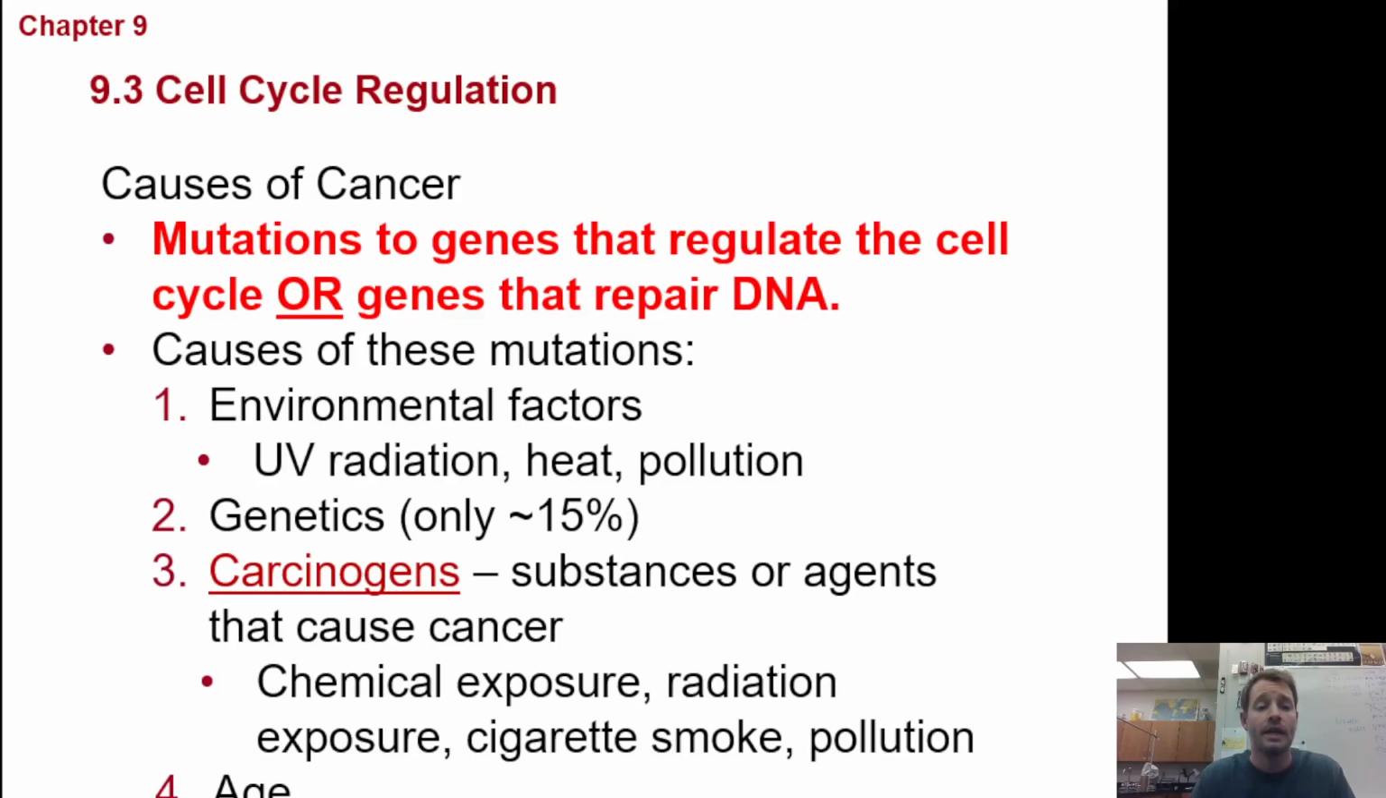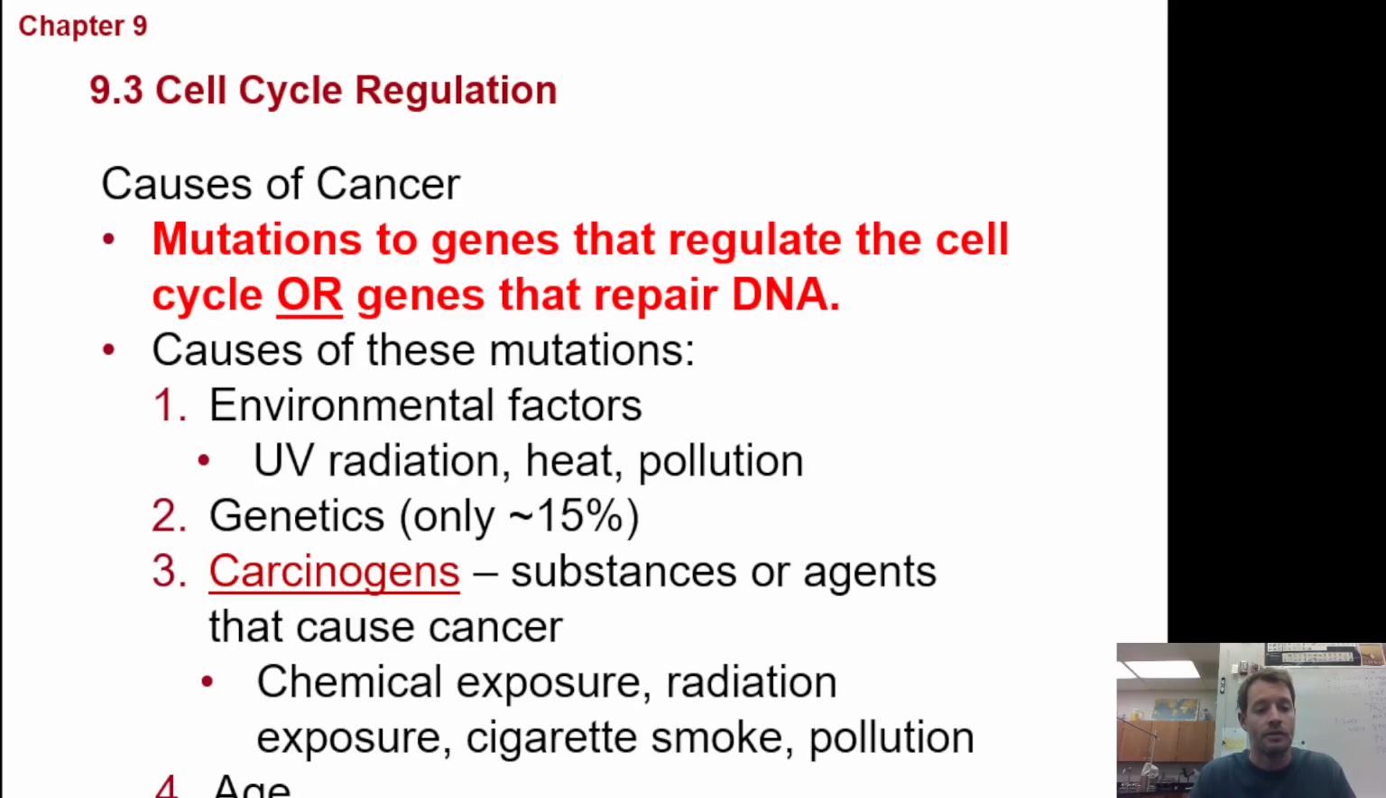The first one is environmental factors. This could be UV radiation, perhaps like from the sun, UVA, UVB rays. This could be excessive heat. This could be pollution, like air pollution. Genetics can cause cancer as well. Only about 15% of cancers are caused by genetics.